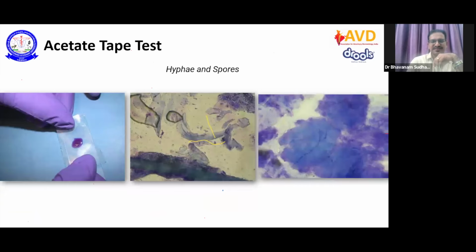Next, if you collect this tape and put a drop of methylene blue over it and wait for 2 minutes, now you can directly visualize these two pictures. Here also we can see fungal spores. Hyphae will be there. Here also a segmented hyphae.